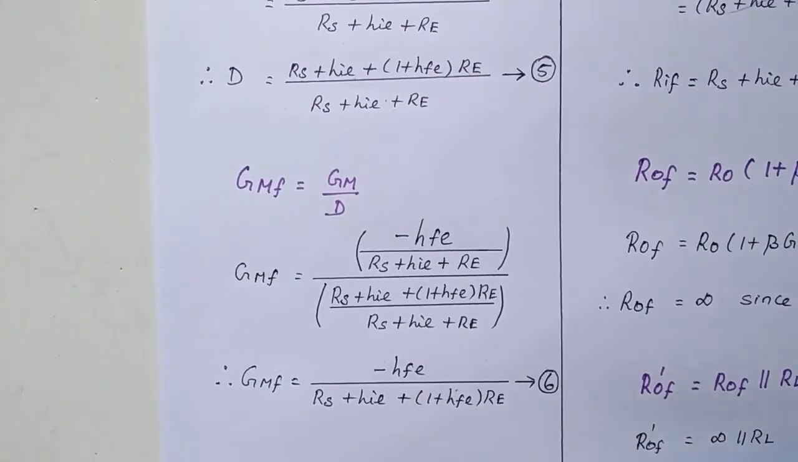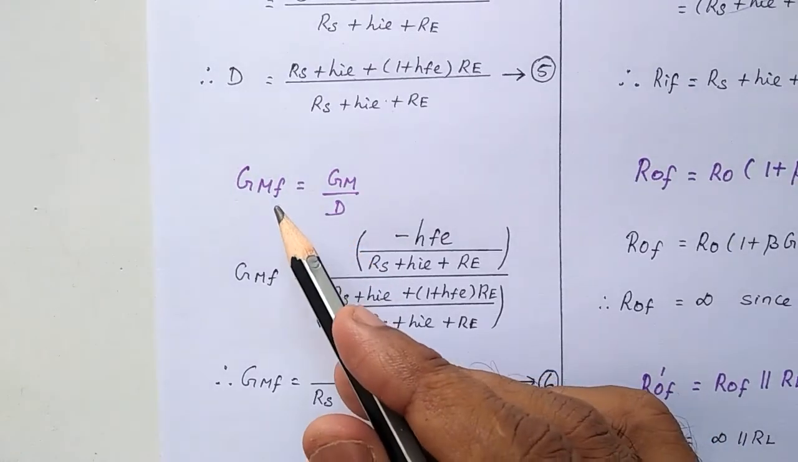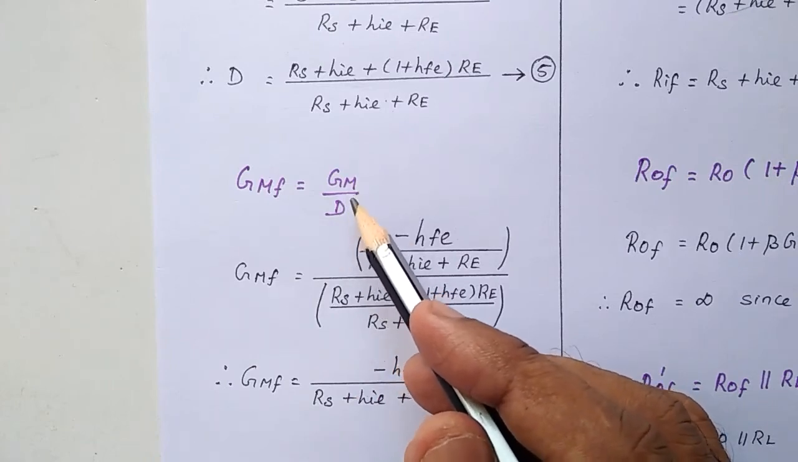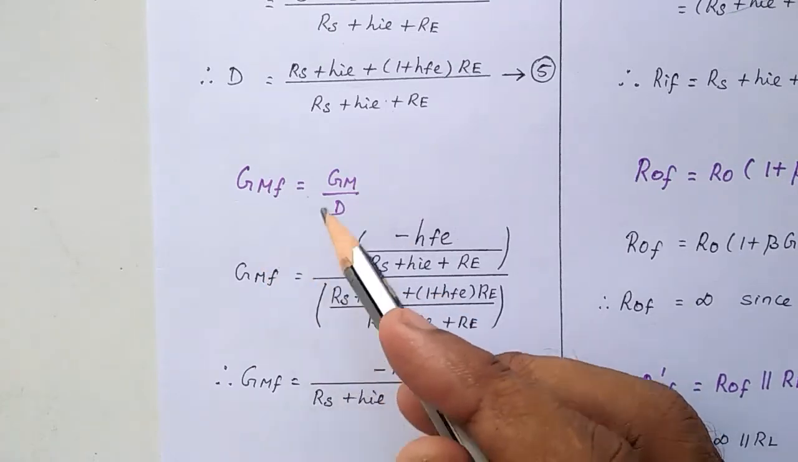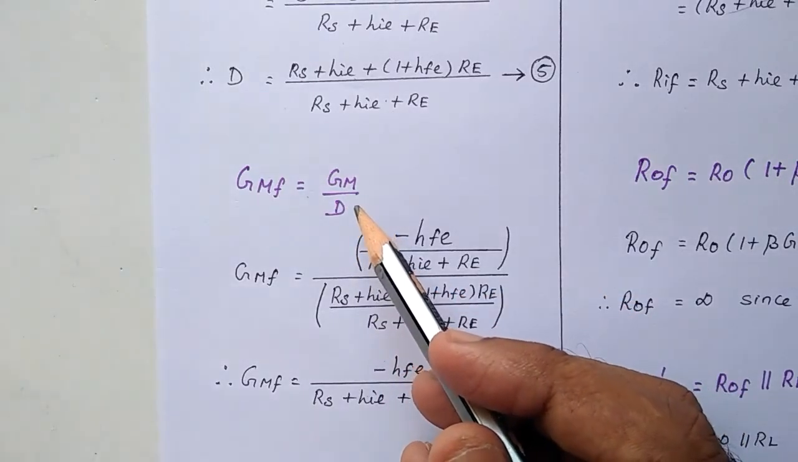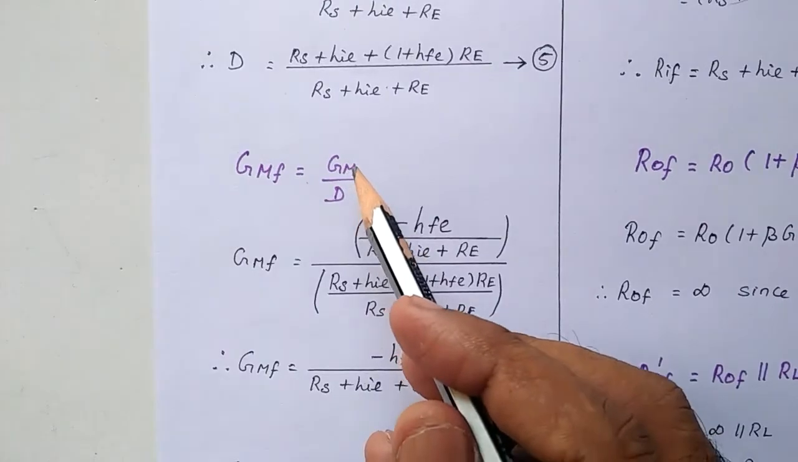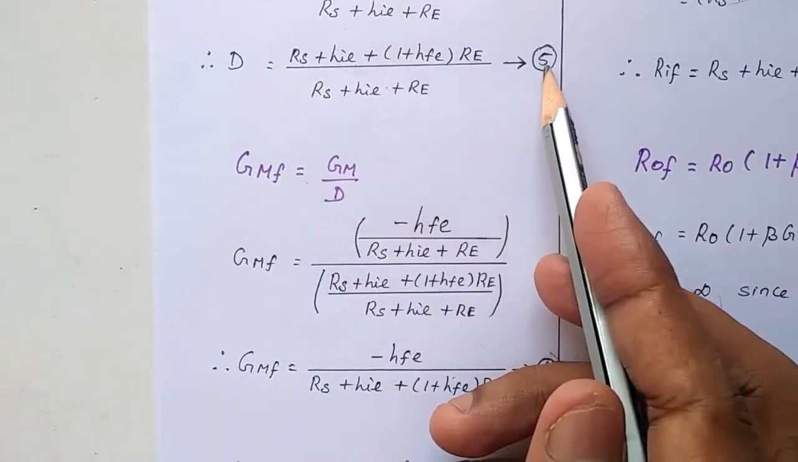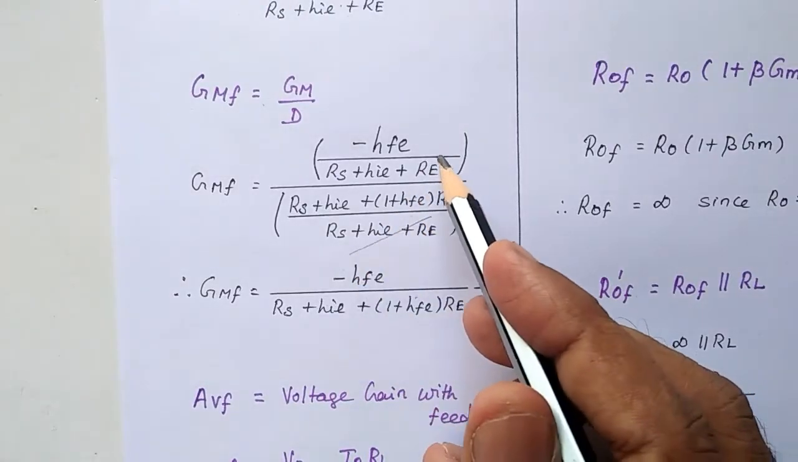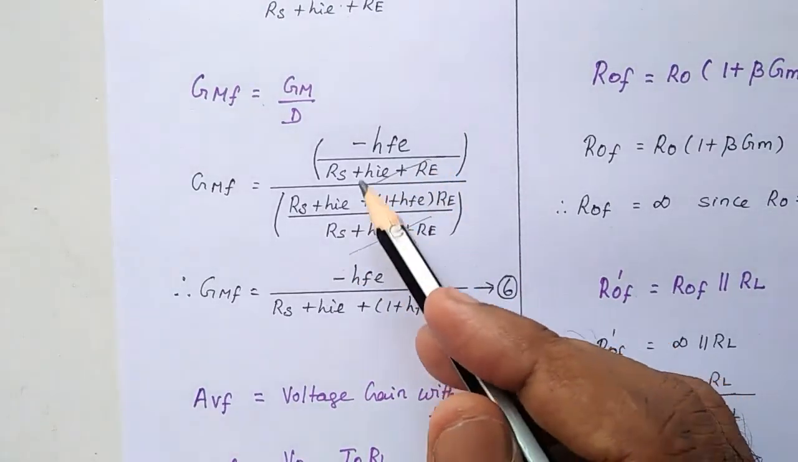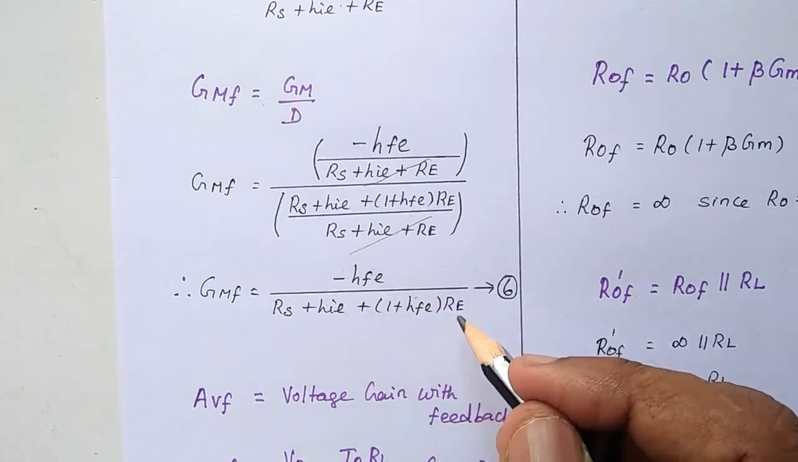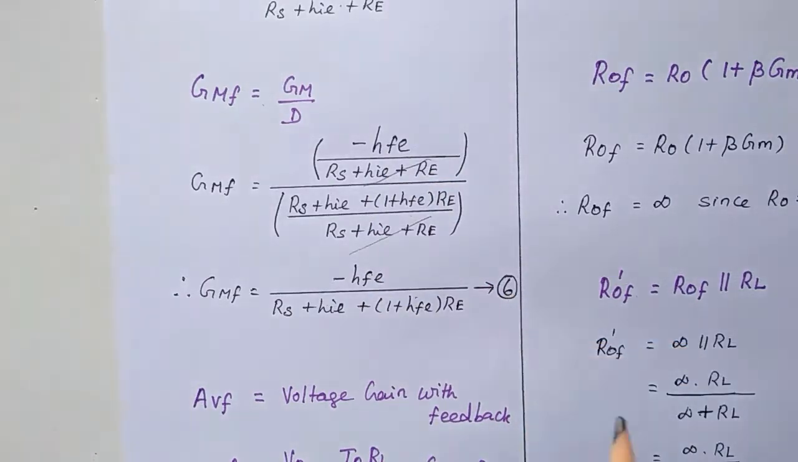GMF is nothing but transconductance gain with feedback. So this is nothing but GM by D. This expression is also obtained from the effect of input and output resistance of the current series feedback amplifier. You can refer that video also. Okay. Now we substitute GM value, the D from the equation 5 when we take LCM. After that these two terms, this denominator and this denominator gets cancelled. So finally I get minus HFE by RS plus HIE plus 1 plus HFE into RE. So this is equation 6.